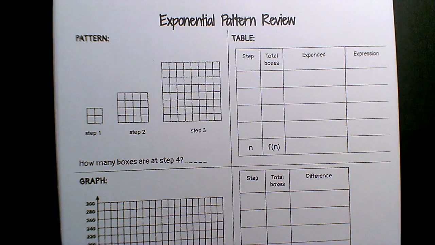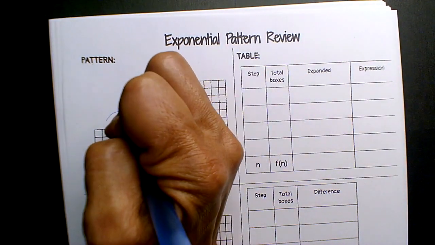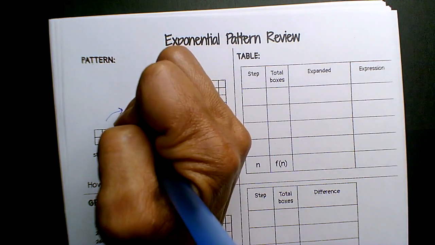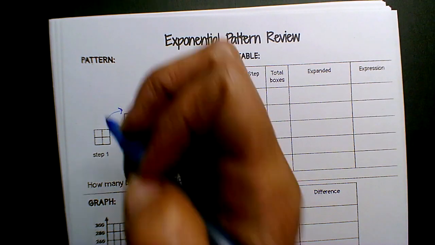Okay? All right, so here we go. You have your first exponential pattern. What's occurring from step to step? How many little boxes are being added, or what's the pattern of growth? Times 4. Times 4. Okay, great.